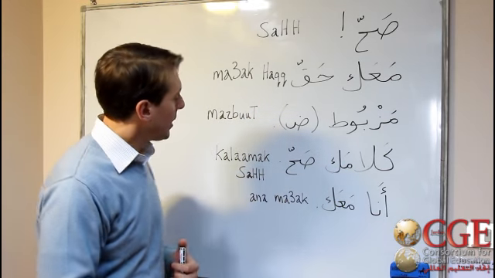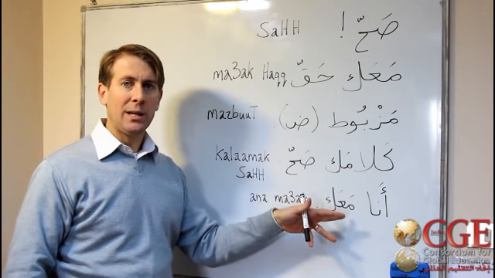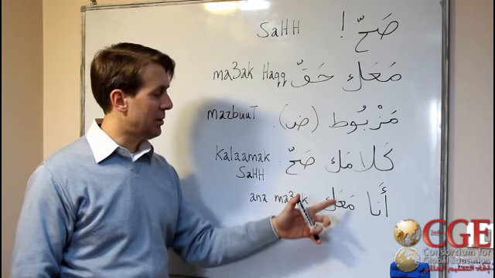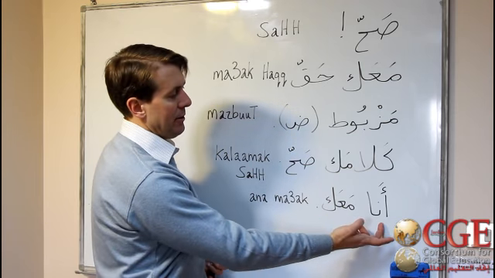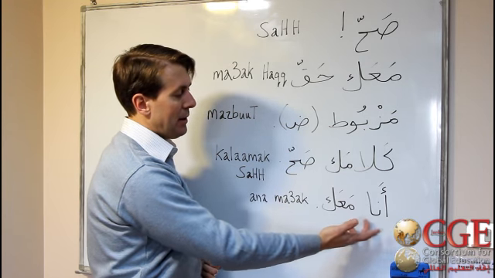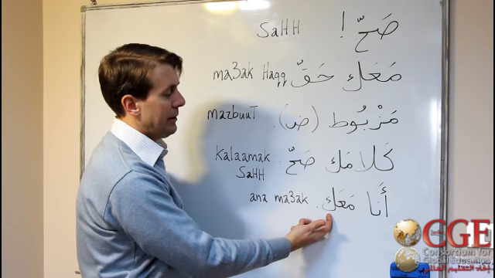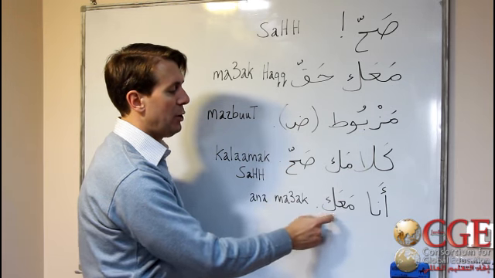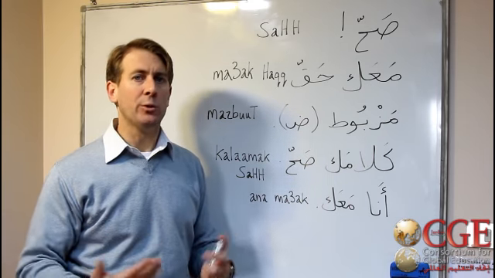كلامك صح. Last but not least is أنا معك. Or for a girl, أنا معك. So that fatha becomes a kasra. Very simple. You have the first person singular pronoun, أنا. Then you have a preposition with the suffix here. Ma means with. Ka means you. With you. معك. So, أنا معك. I am with you.